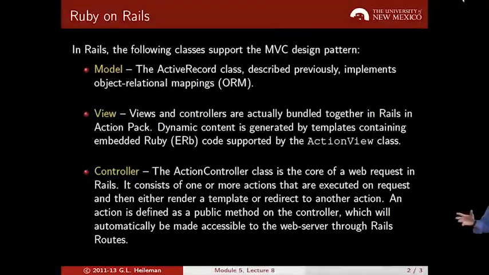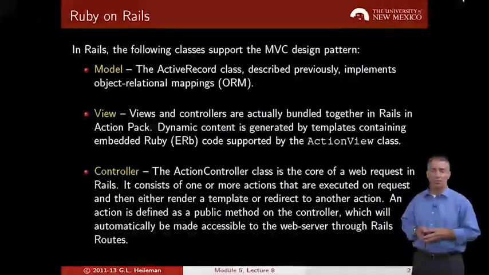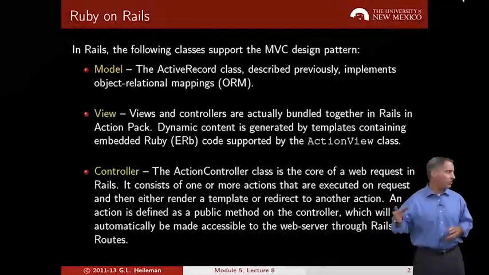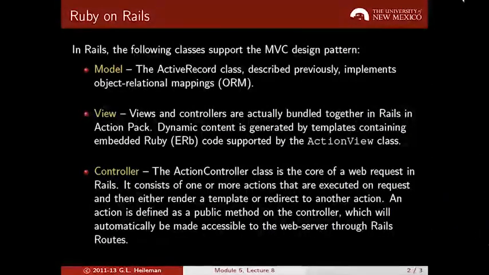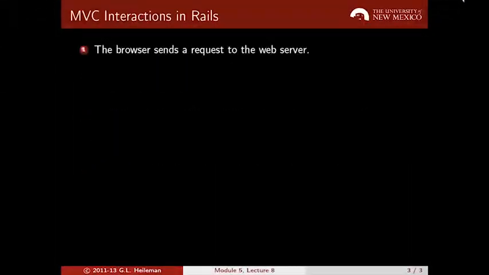And then finally, the controller class. This is the core, again, of how a web request is handled in Rails, right? So it consists of these actions that are executed on requests that either render a template or redirect to another application, as we've already discussed. And we've already discussed the fact that these actions are defined as public methods in the controller that are made available through these routes that you define.